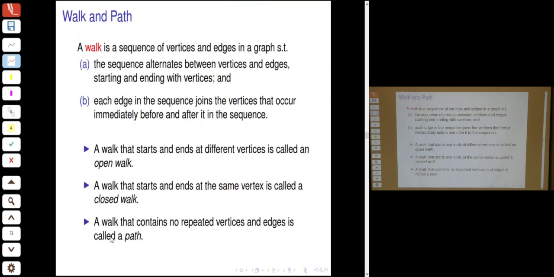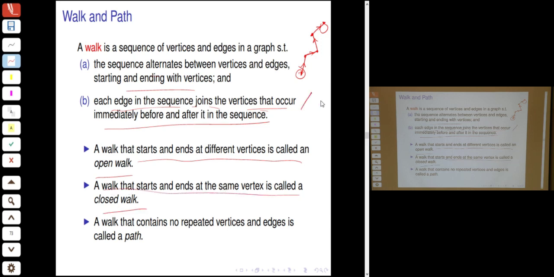So a walk and a path. A walk is a sequence of vertices and edges in a graph such that the sequence alternates between vertices and edges. So it's exactly a sequence of vertices and edges like this, starting and ending with vertices, and each edge in the sequence joins the vertex that occurs immediately before and after it in the sequence. So exactly you proceed in the walk like this. And the walk that starts and ends at different vertices is called an open walk, like this one. A walk that starts and ends at the same vertex is called a closed walk. So for example, this one.